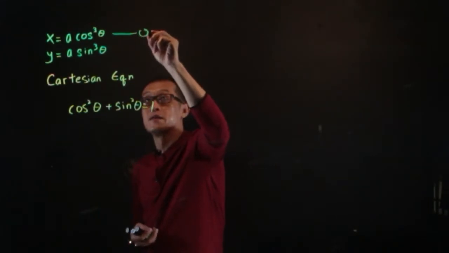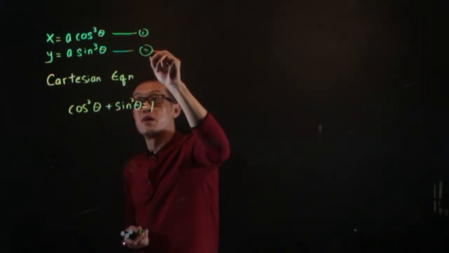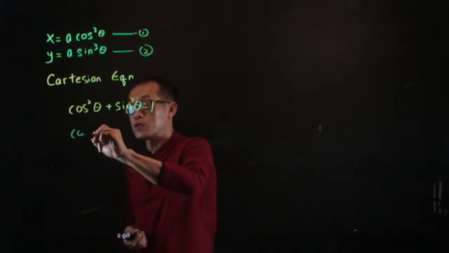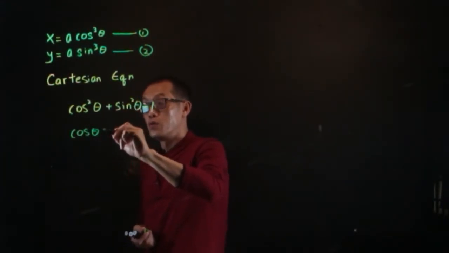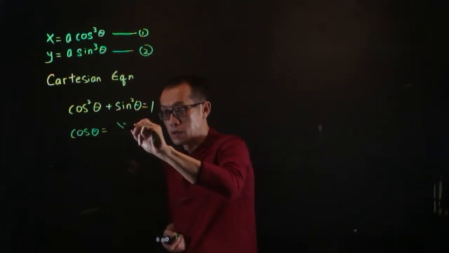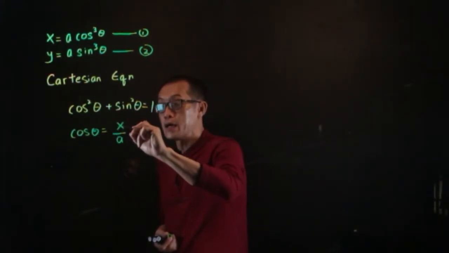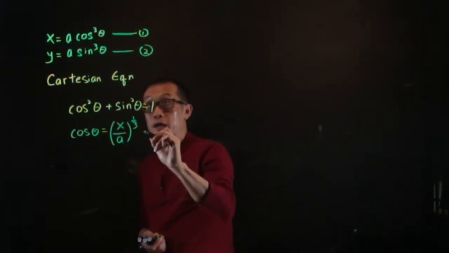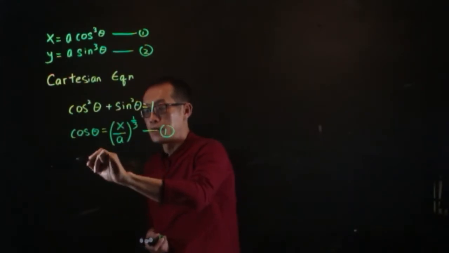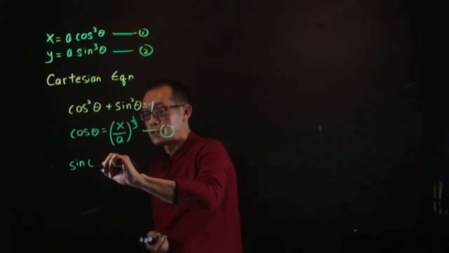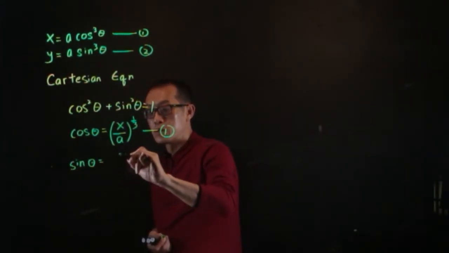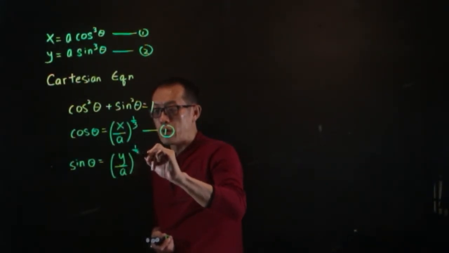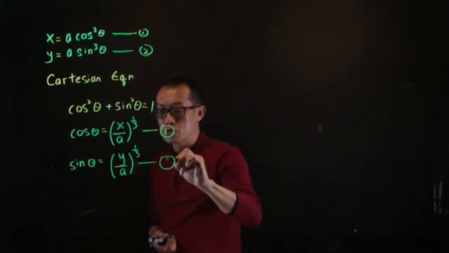So you express equation 1 in terms of cos theta. So cos theta will be equal to x over a to the power of 1/3. This is from 1. Sin theta will be equal to y over a to the power of 1/3, and that is 2.